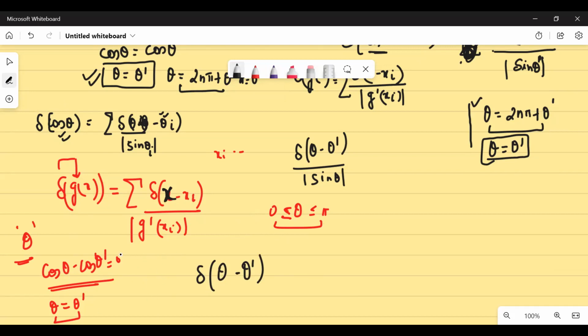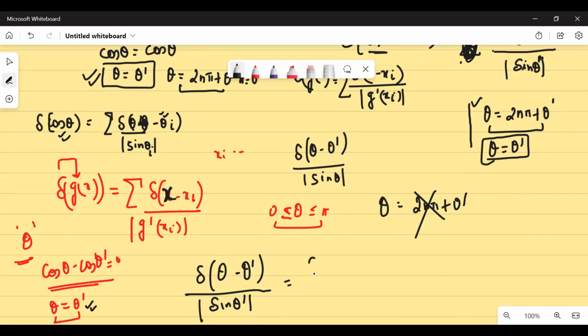Now I cannot write a sum because you have only a single root. Had it not been the case, you would have written theta equals 2n pi plus theta dash. But 2n pi does not come in the scenario because even if you place n equal to 1, this will be 2 pi something, and that does not come in this particular range. So this will remain theta minus theta dash, and you will divide it by modulus of sine theta dash. And whether you write sine theta dash or sine theta, they are one and the same thing because theta is equal to theta dash.